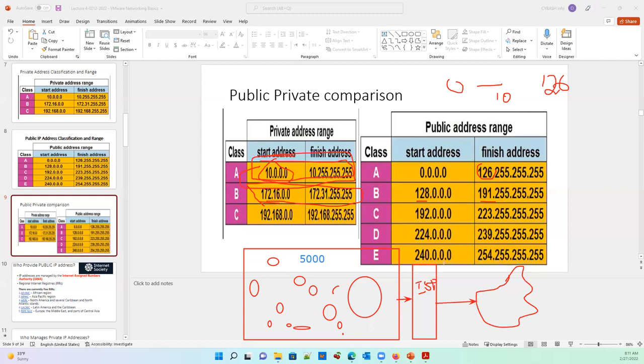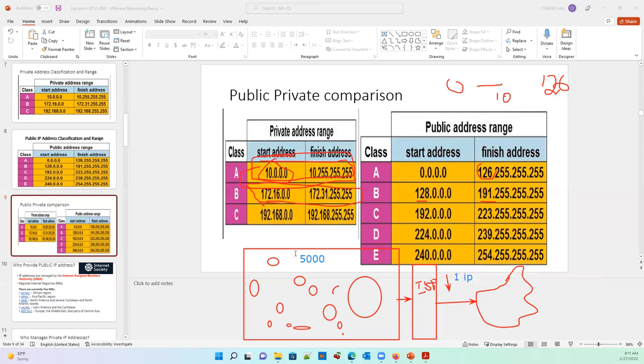If I give 5,000 public IP addresses, it is possible, but it will cost a lot of money and take up a lot of public address space. If every company used 5,000 public IP addresses, we would run out very fast. So what they did is give you one IP address for the whole company.